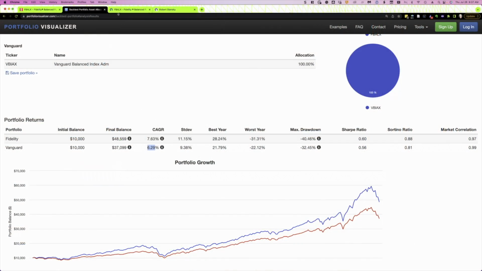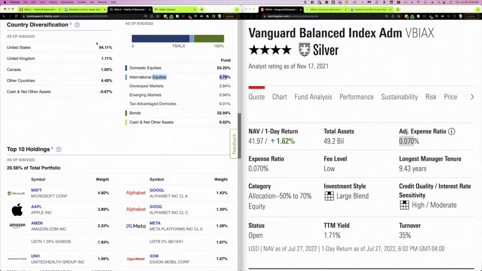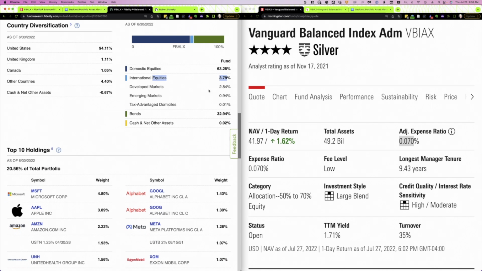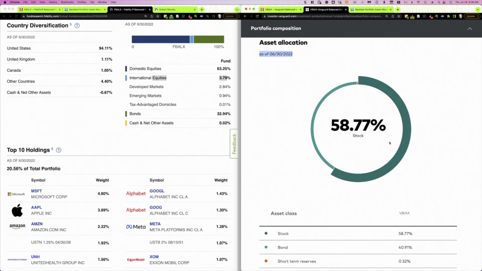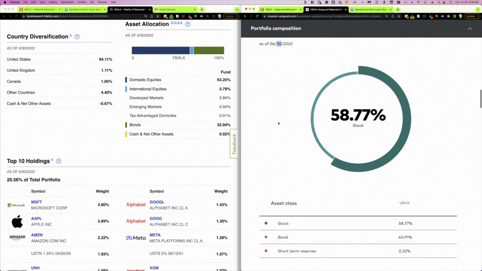So let's do that. And I want to begin by actually just looking on their website. This is the Fidelity website. We can see their stock bond allocation here. And here's the Vanguard website. And both of these, as you can see, are as of June 30th. They update these, I think quarterly, but same date, so that's perfect.